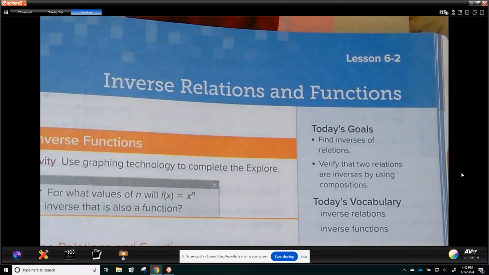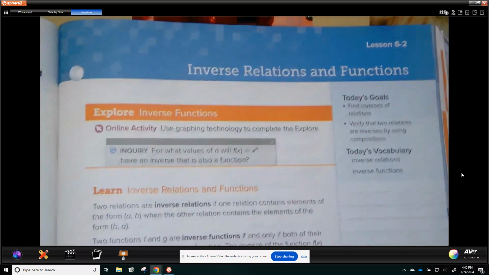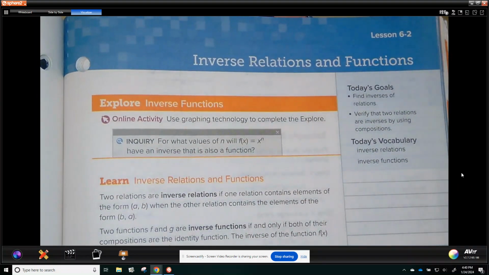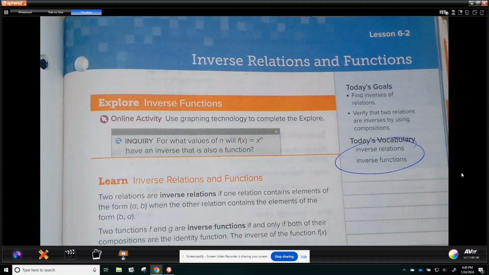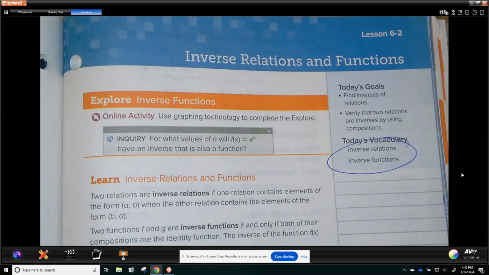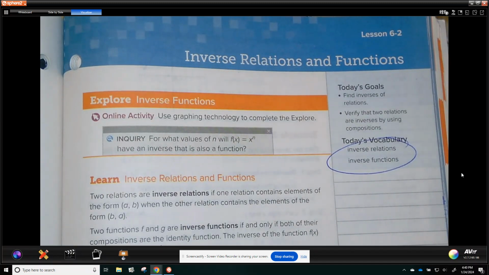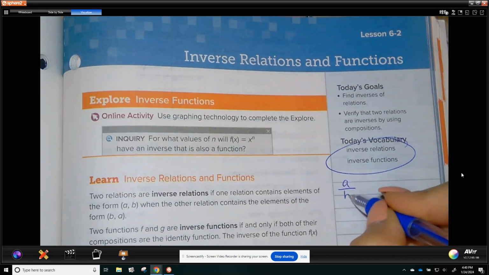Hi, today I'm going to jump ahead and do lesson 6-2, inverse functions and inverse relations. I haven't done this in class, but I'm going to do it now. Okay, inverses. I know sometimes they say these are inverses.